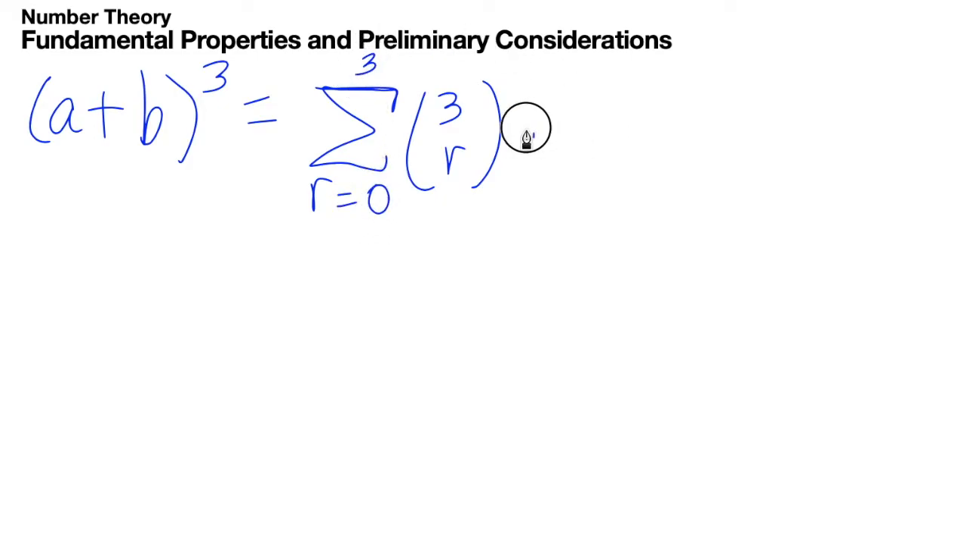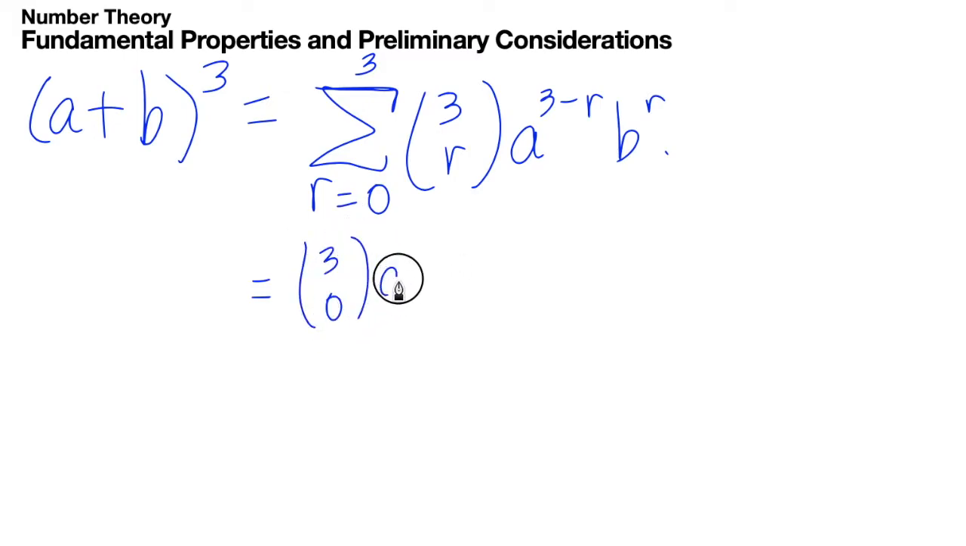And then what we can say is a raised to 3 minus r, b raised to r. So let's start with 3 choose 0. So our r is 0. A raised to 3 minus 0, b raised to 0 is still 1. So let's end it there.